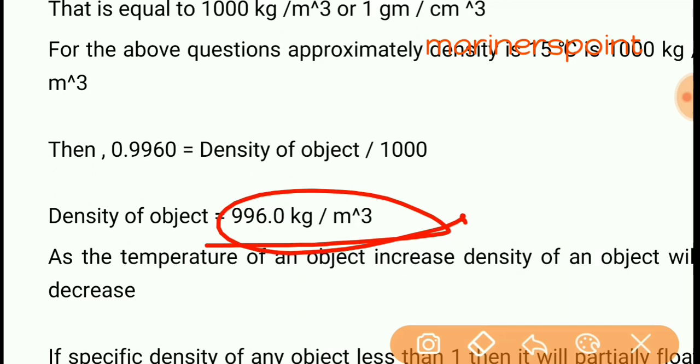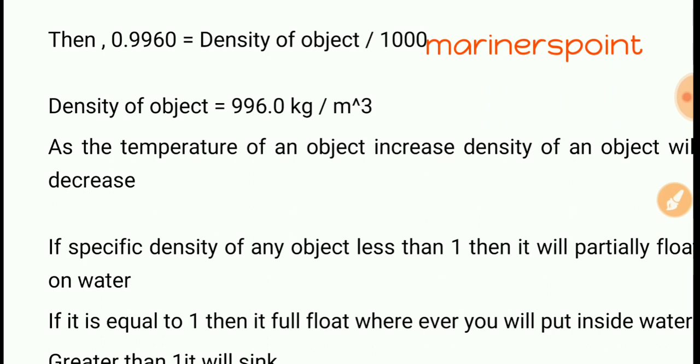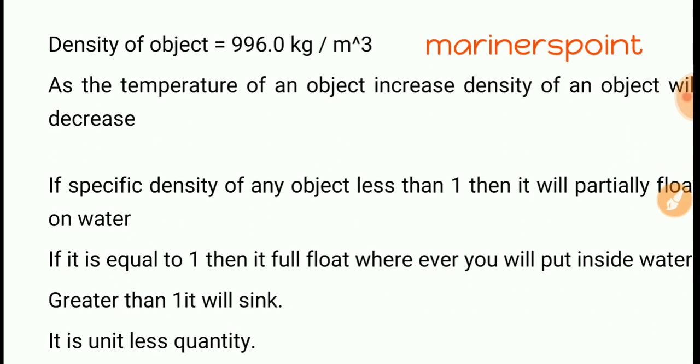If the temperature of an object increases, then the density of the object will decrease. You should know about this. If the temperature of any object increases, then its density will decrease. It is reciprocal to temperature.